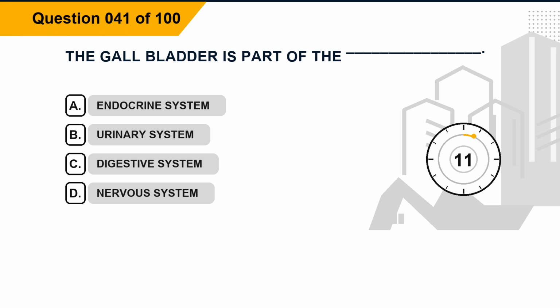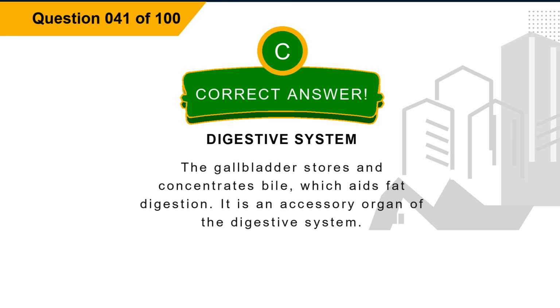Question 41. The gallbladder is part of the blank. Option A, endocrine system. Option B, urinary system. Option C, digestive system. Option D, nervous system. The correct answer is option C, digestive system. Explanation. The gallbladder stores and concentrates bile, which aids fat digestion. It is an accessory organ of the digestive system.